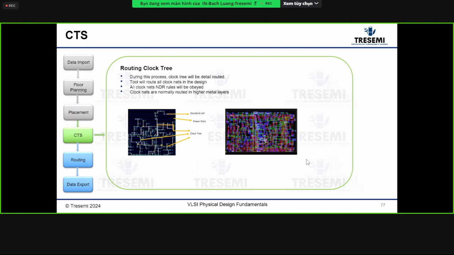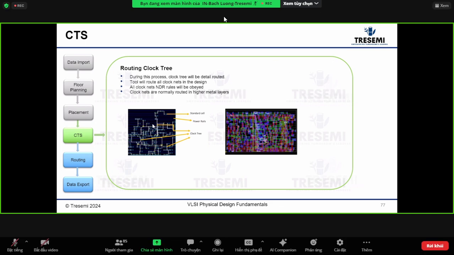So lower layer means like metal one. Metal one and two, for that reason, because of the power distribution noise. Also, there's going to be more vias too. You know, there's a lot of vias coming in on metal one.